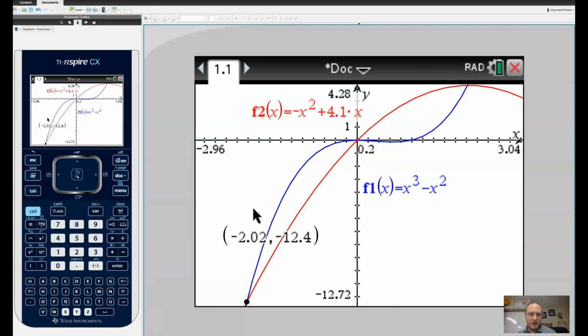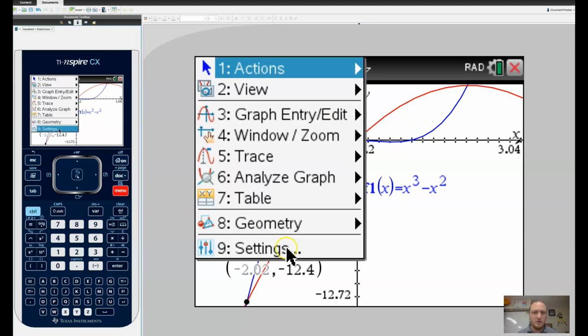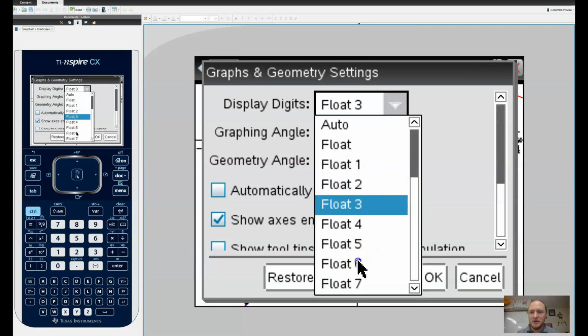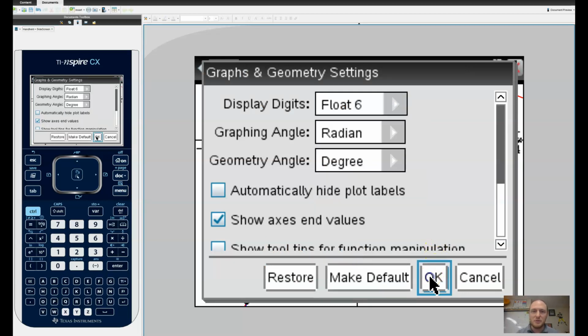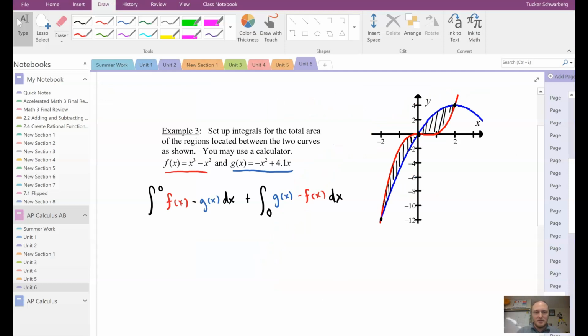Hold on, let me pause this and fix my settings. Sorry, I'm supposed to go here, menu, settings, and notice how it's at float 3. I want it to be, I don't know, float 6 is probably fine. Okay, and then here I get my values. So that's going to be negative 2.025, it looks like. So negative 2.025 will be the lower bound.